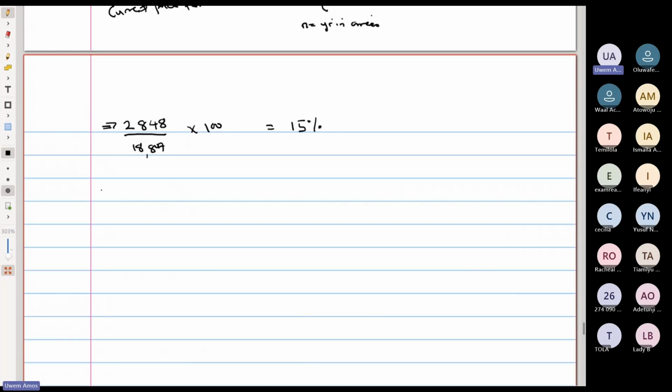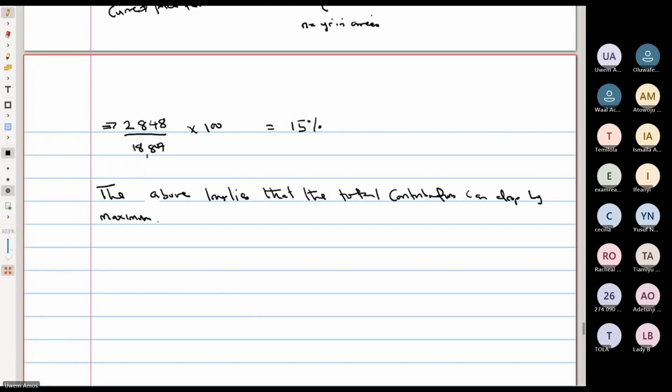What it basically means is that the above implies that the total contribution can drop by a maximum of 15% before the NPV becomes negative.